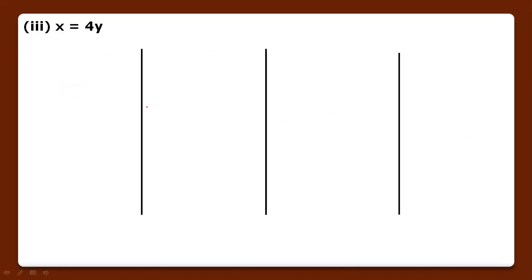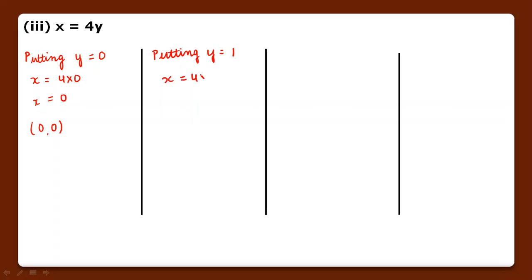Third is x equals 4y. इसमें ऑलरेडी हमें फॉर्म मिली हुई है, हमारी एक वेरिएबल हमारा LHS में है ऑलरेडी. Putting y equals 0, we'll get x equals 4 into 0, that is 0. x कोऑर्डिनेट पहले लिखा जाता है, 0, 0. Then putting y equals 1, x equals 4 into 1, x equals 4. The second solution is 4, 1.